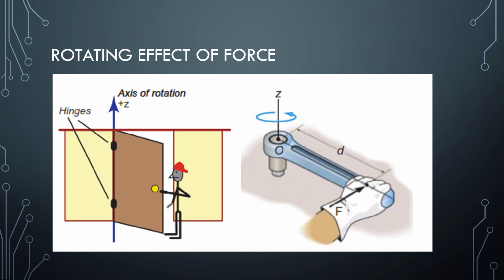Fix one end of a rod to the floor or wall and apply a force at the other end tangentially. The rod will be turned about the fixed point, which is called the point of rotation.